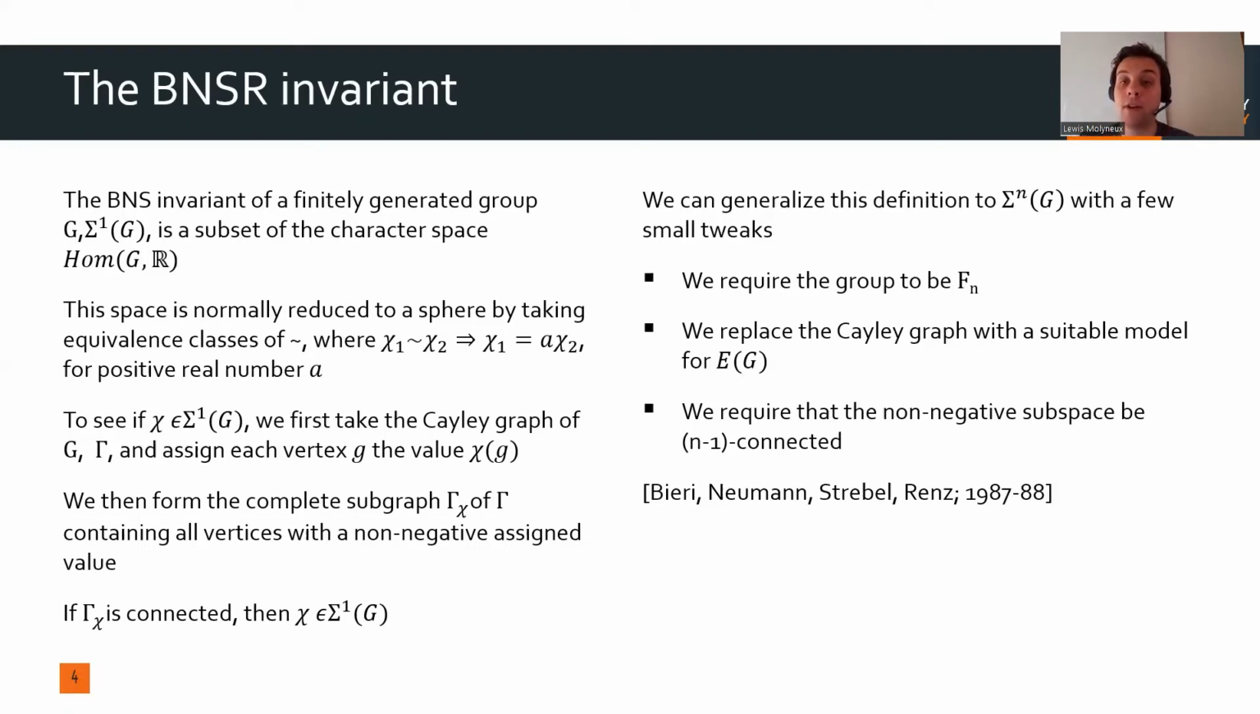Instead of a Cayley graph, we're going to use a model for EG, and if any model for EG works in this case, then it's fine. You just need one of them to work. And then once we've cut that EG in half in the same way that we cut the Cayley graph in half, we're going to require it to be n-1 connected. So it needs to be 1 connected, so it needs to have no non-trivial loops for the second sigma invariant, and so on and so forth. There's obviously some nuance there that I'm skipping over, but that's the general idea.